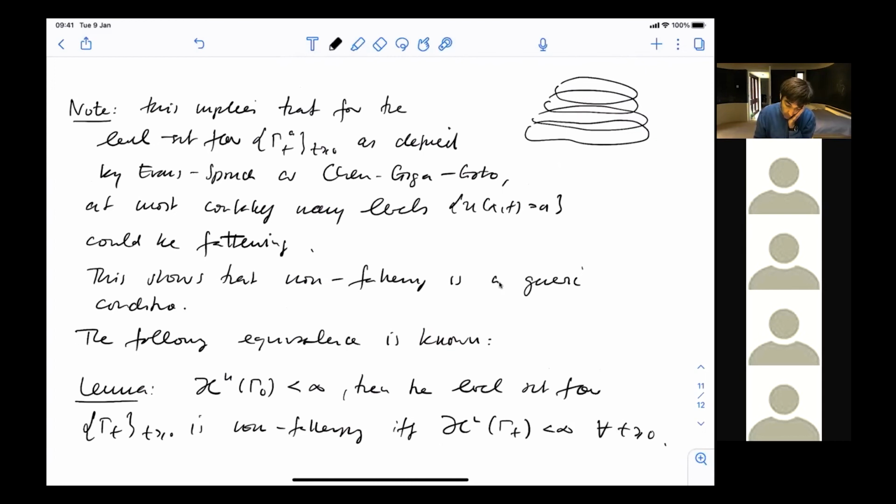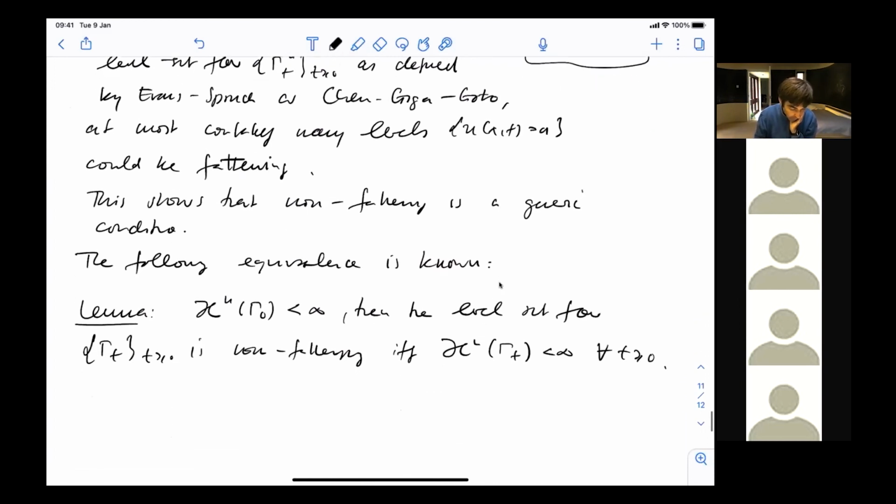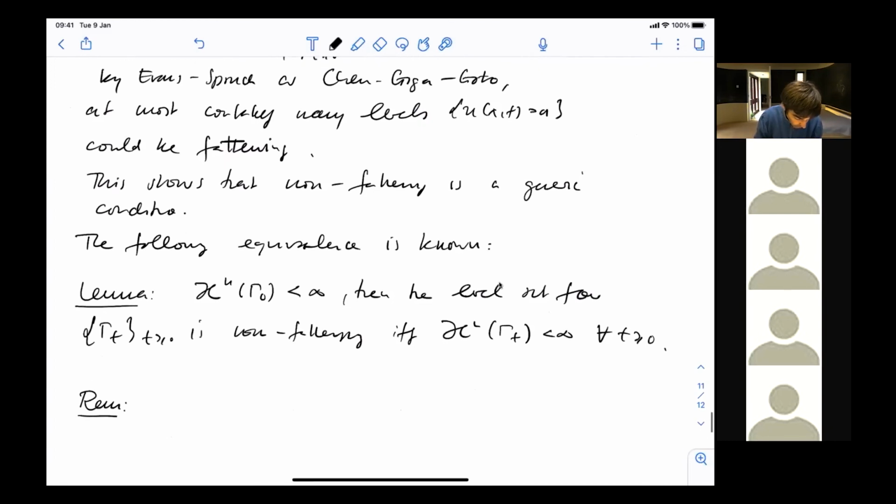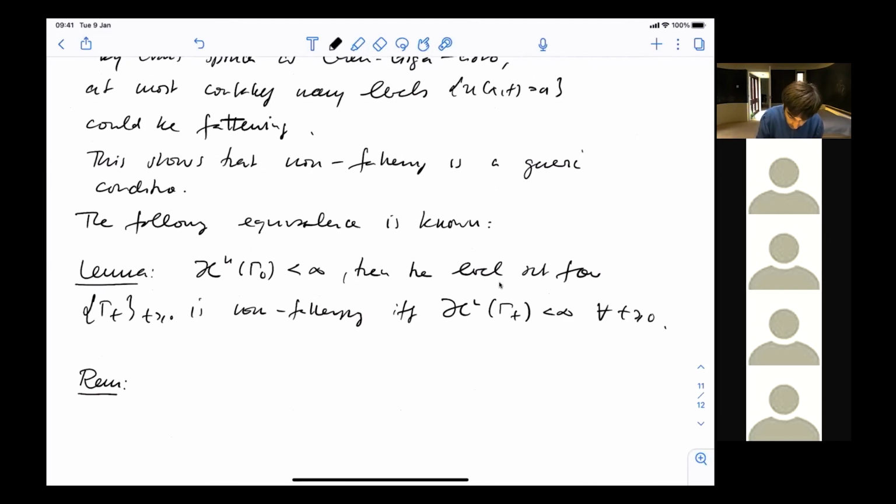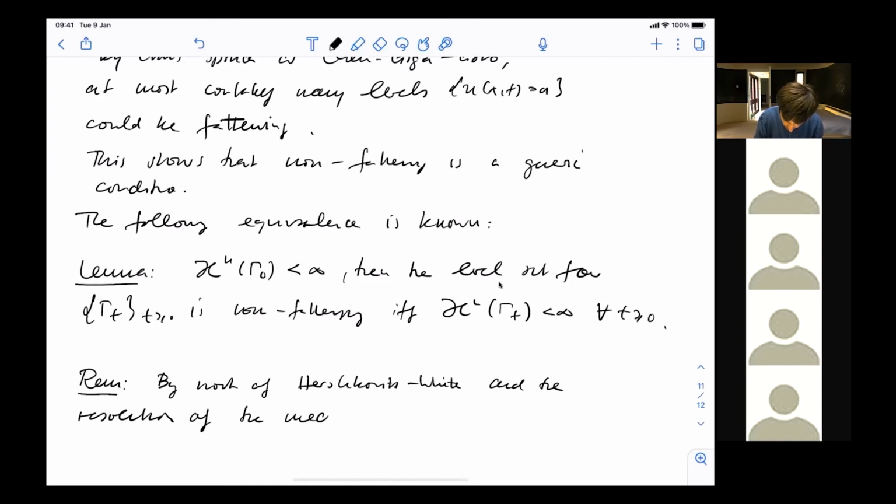Okay. Now, what is the idea of this? And this is something we won't be able to cover today anymore. But the idea is you can start using this here to characterize uniqueness for mean curvature flow. Here's this important recent work, for example, by work of Hershkovits and White, and the resolution of the mean convex neighborhood conjecture.